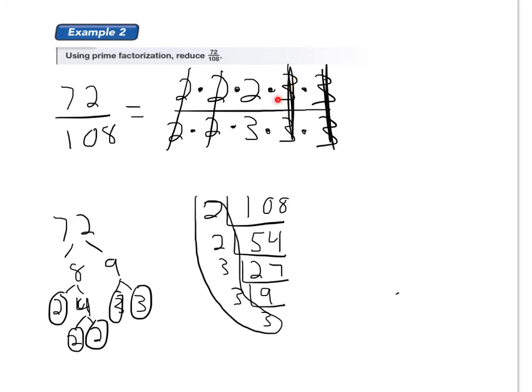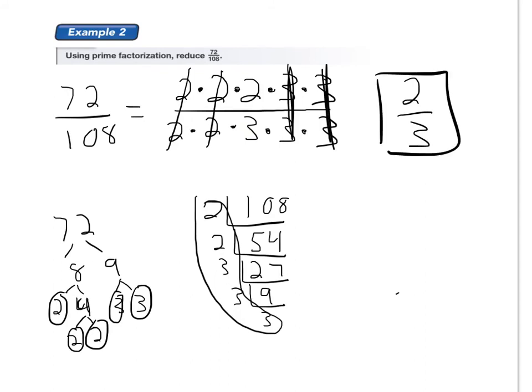Now I could have also canceled these 3's right here and these 3's. That's fine, as long as they match up with the same number. But the reason why I did it this way is because they were right below each other. Look at all that's left. It's 2 over 3. So there's the answer, 2/3.